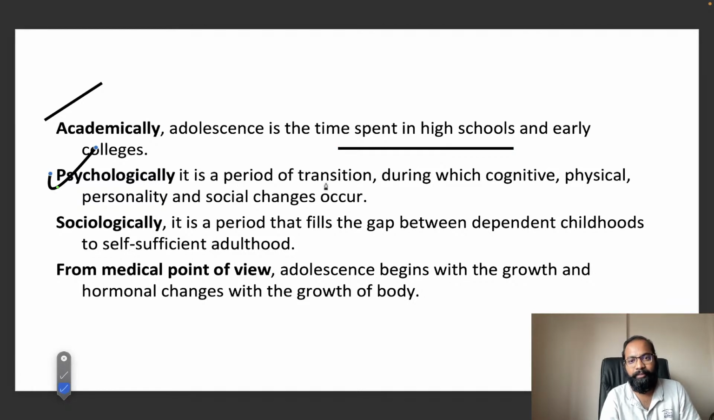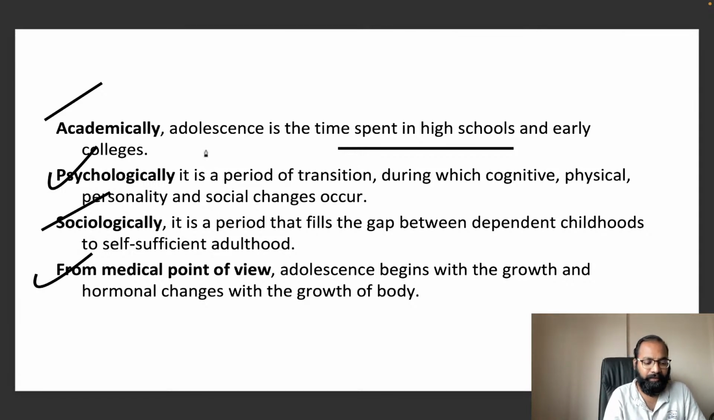Psychologically, adolescence is a period of transition where intellectual, physical and personality aspects will develop. Social changes means the way of mingling with friends or society will change. Next, sociologically, it fills the gap between dependent childhood and self-sufficient adulthood. And from the medical point of view, there will be growth of the body and hormonal changes. So from the point of view of different subjects, adolescence can be defined in different ways.